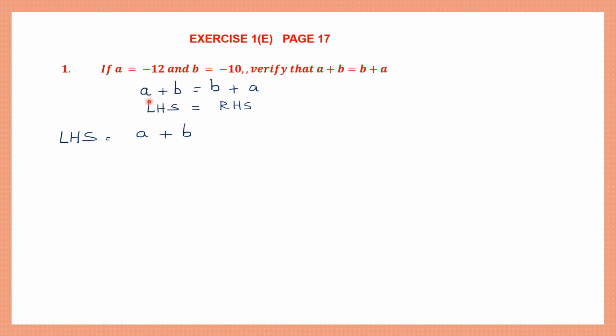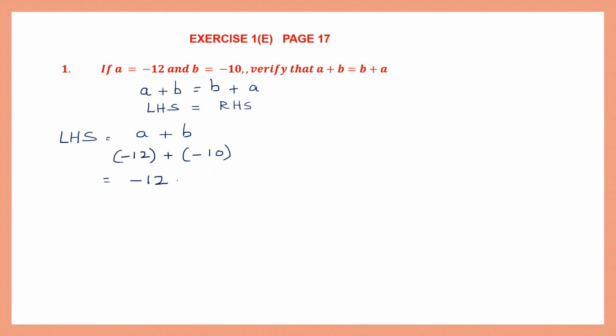Now what is the value of a? Given to us in the question is minus 12. And what is the value of b? Given to us in the question is minus 10. So let's substitute the values and write. So a is minus 12. Now we'll put that in brackets because of the minus sign, plus, and b is minus 10. Now let's remove the brackets. This will be minus 12, and because we have plus before a bracket, this sign we can write as it is without changing the sign here.